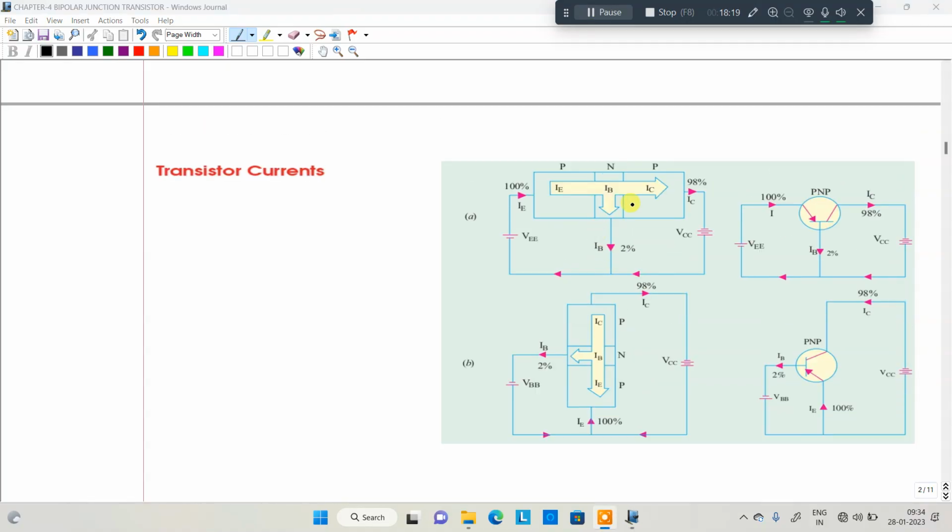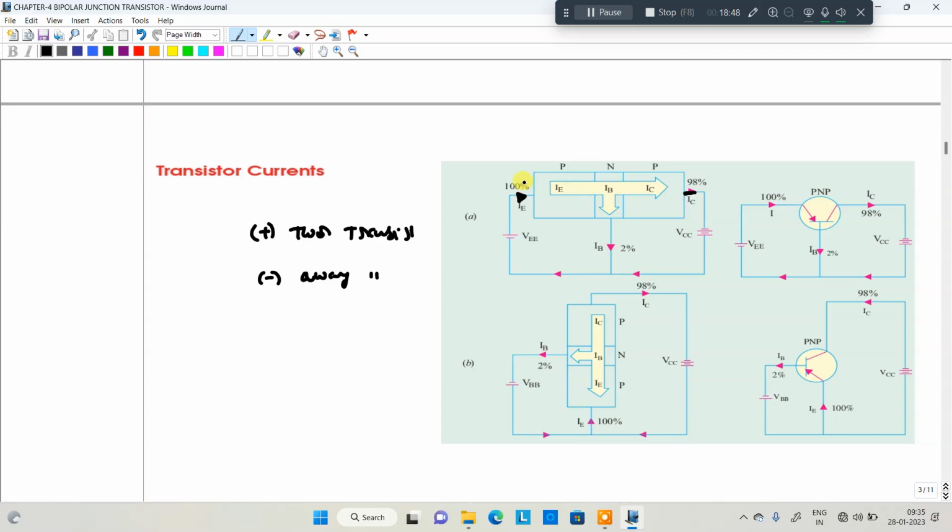In the PNP transistor, current enters the emitter, the P-type layer, so the emitter current is towards the transistor. Current flowing towards the transistor we consider as positive. Current away from the transistor, for example this current, we consider as negative. So here the base current is also away.